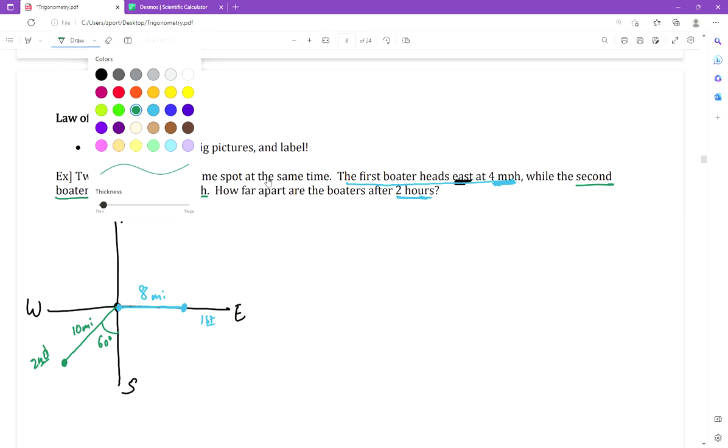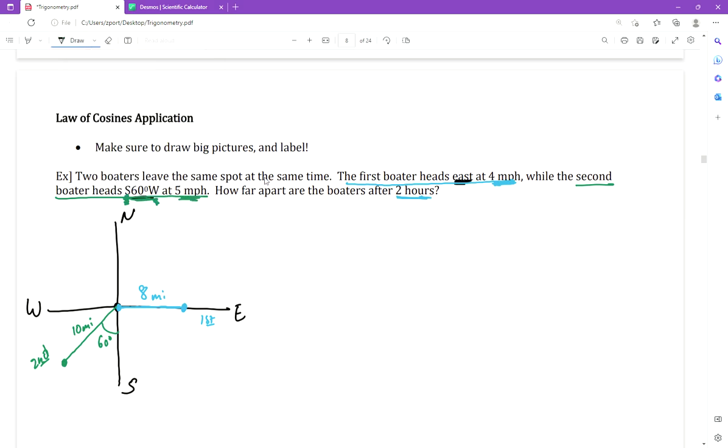And then we'll find our length between the two. How far apart are they? Well, that's from this one to there. So I'm going to label it X. Okay, so there's our picture. Now, that doesn't have to be our only picture. I see a triangle. So I'm going to redraw just the triangle. Let's draw that over here now.